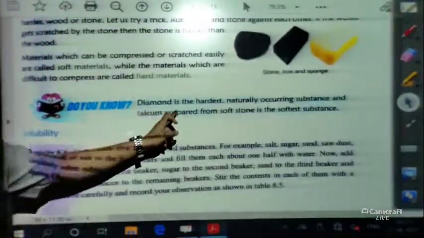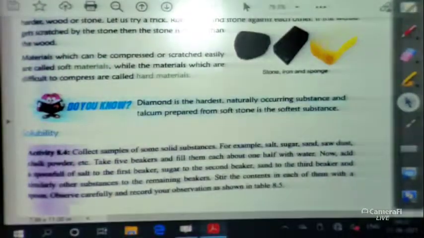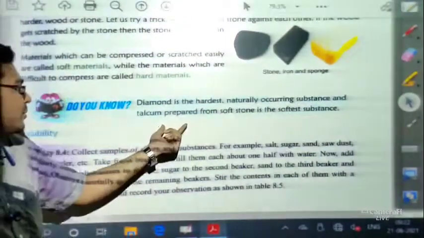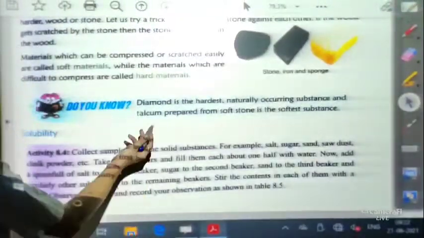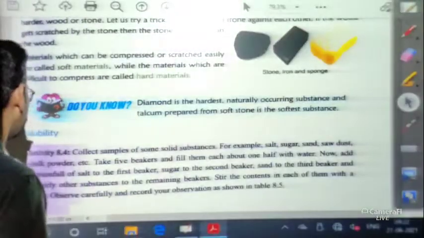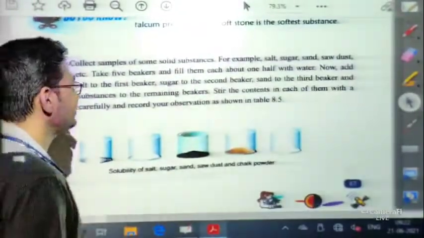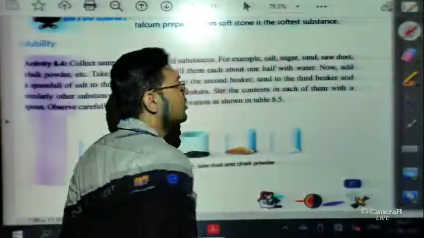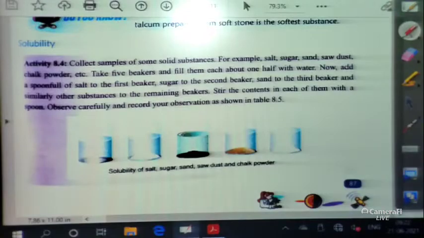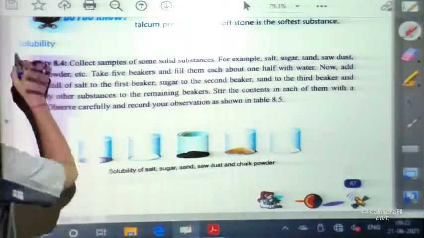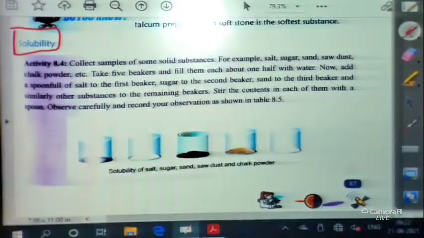Okay. And for your knowledge, diamond is the hardest naturally occurring substance. Okay. And talcum, prepared from soft stone, is the softest. So diamond is the hardest material and talcum is the softest material. Okay. So this is the property which we call hardness. I hope you can easily understand the property. Okay, there should not be any problem in this property. So if there is no problem, then let us discuss the next property which we call solubility.